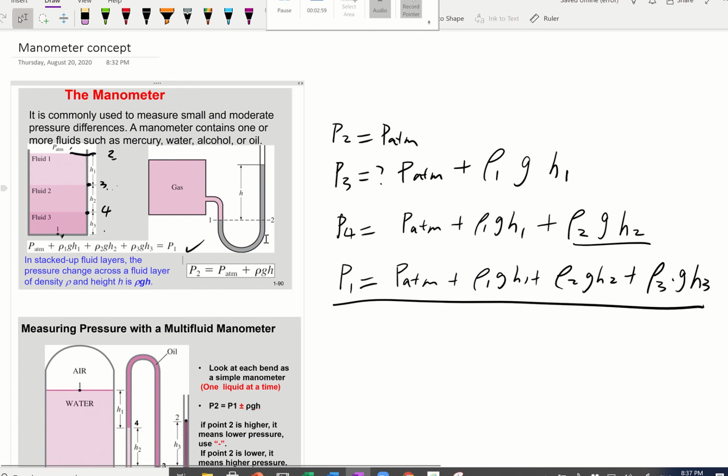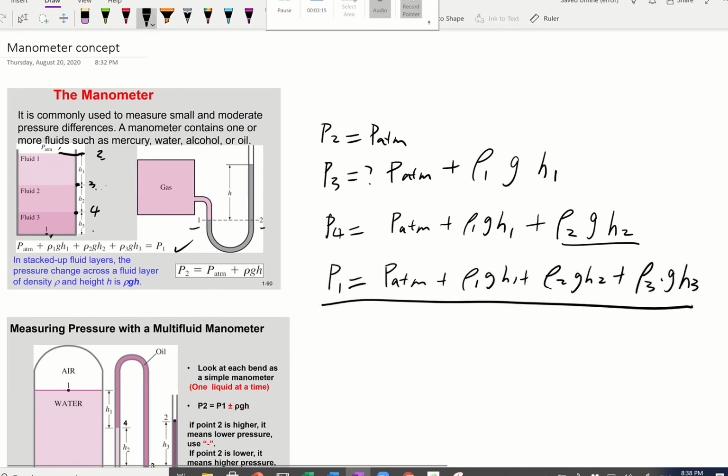Now let's look at this manometer. You have a gas and you have this fluid in here. If you draw a dashed line between 1 and 2, you notice 1 and 2 are at the same height. If it's at the same height and in the same fluid, they are going to have the same pressure. So P2 is equal to P1 for this problem.